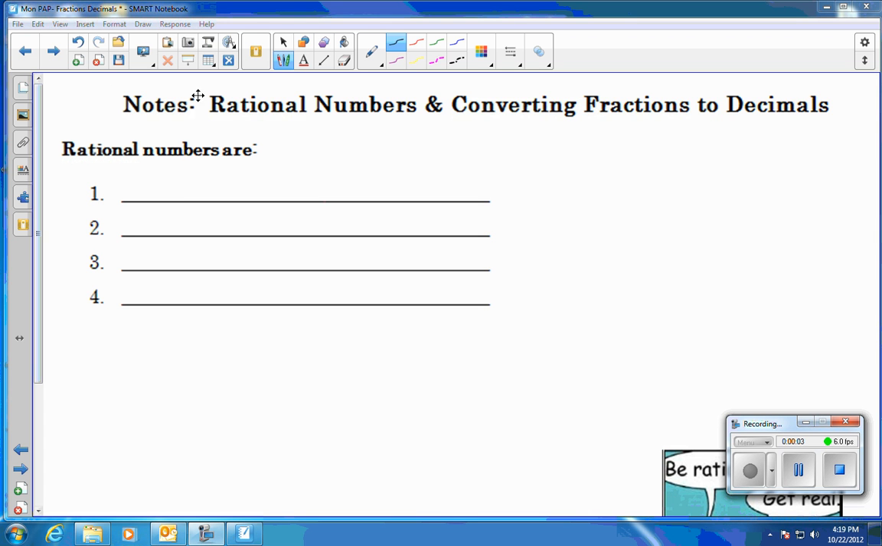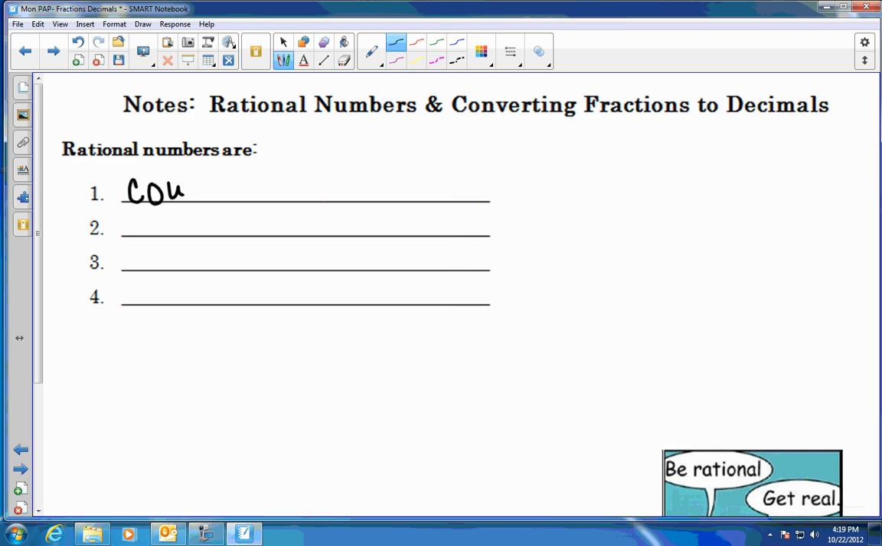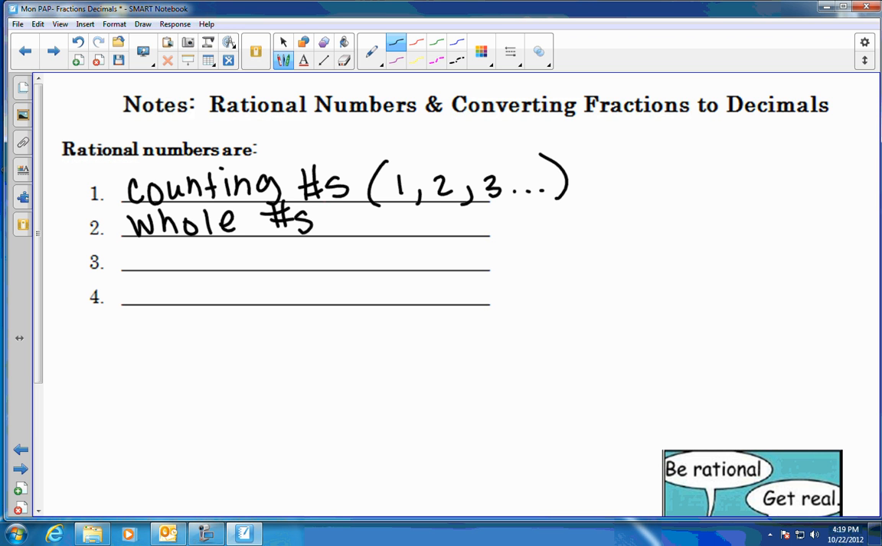This lesson is over rational numbers and converting fractions to decimals. Rational numbers are counting numbers, or your natural numbers. So, for example, 1, 2, 3, etc. But it also includes whole numbers. So that's adding in 0.